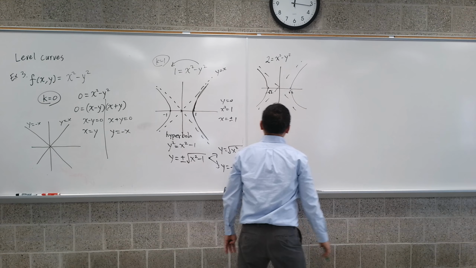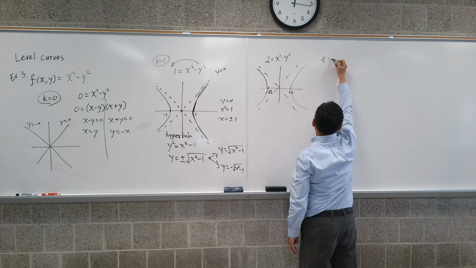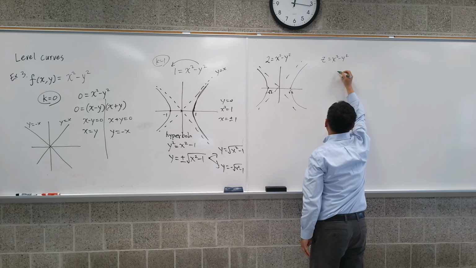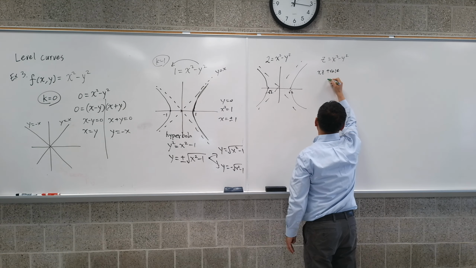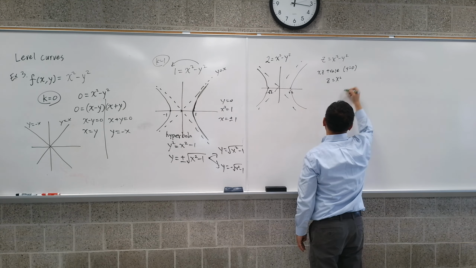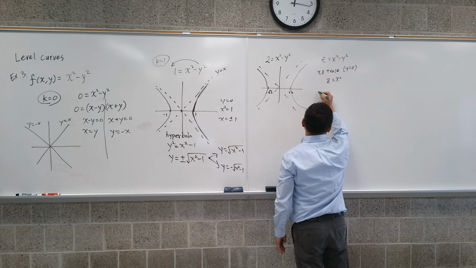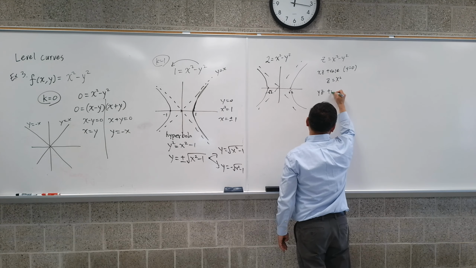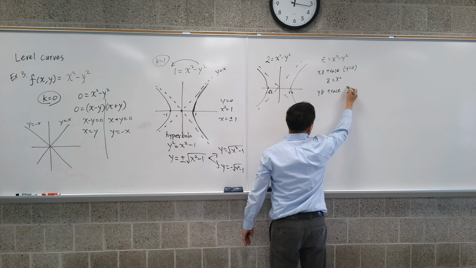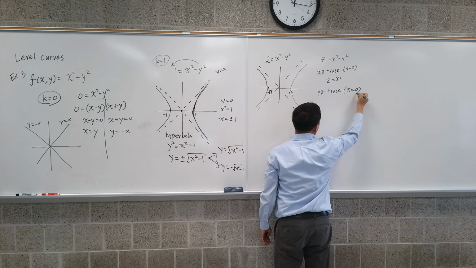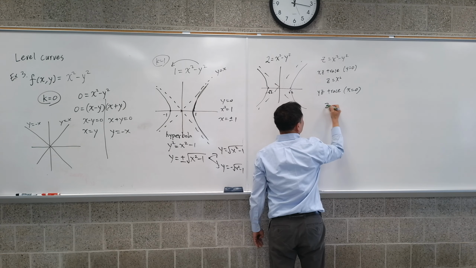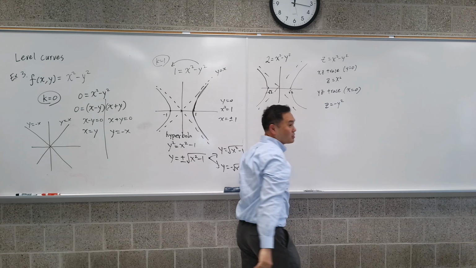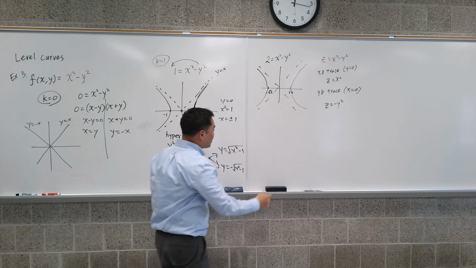In addition to this, if you take z equals x squared minus y squared and take the xz trace, that still gives you z equals x squared, because that means y is set to 0. But if you do the yz trace, you get something different. That means you're setting x at 0, and if you take this equation and put x at 0, you get z equals negative y squared. Okay, so that's interesting.